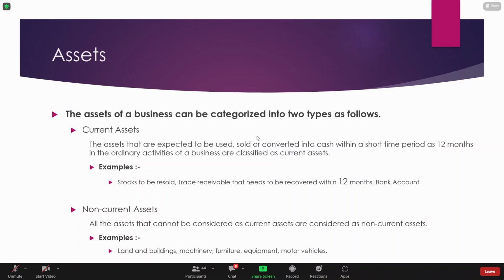Assets that are expected to be used, sold, or converted into cash within 1 year are called current assets. ඒ කියන්නේ අවුරුද්දක් ඇතුළත මේ assets එක්කෝ විකුණනවා, එක්කෝ පාවිච්චි කරනවා, එක්කෝ cash වලට convert කරනවා. ඔය තුන තමයි කරන්න පුළුවන්.